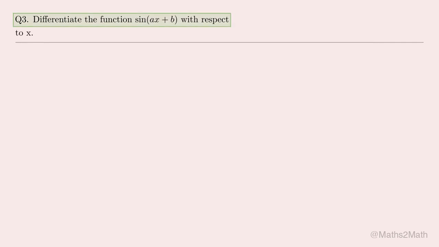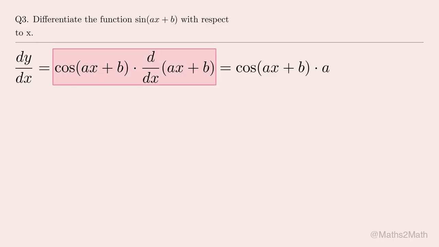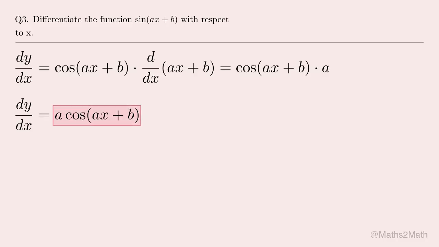Question 3. Sine of a linear expression with constants a and b. The inner derivative is just the constant a. Outer sine, inner linear function a x plus b whose derivative is a. So the derivative is a cosine of a x plus b.